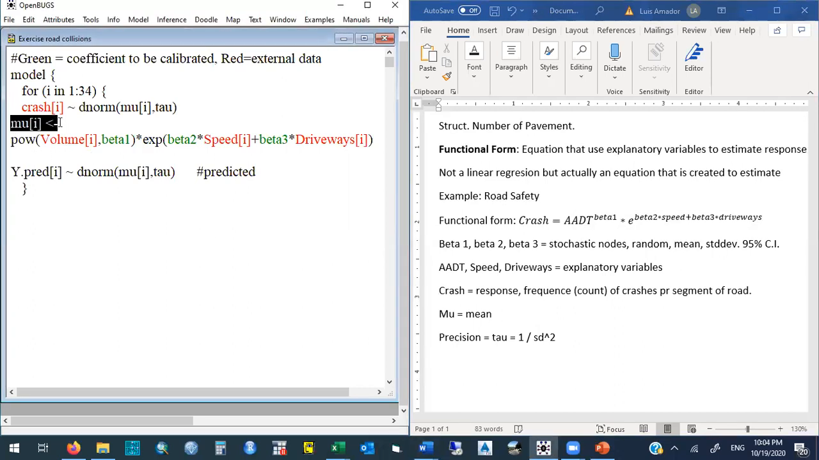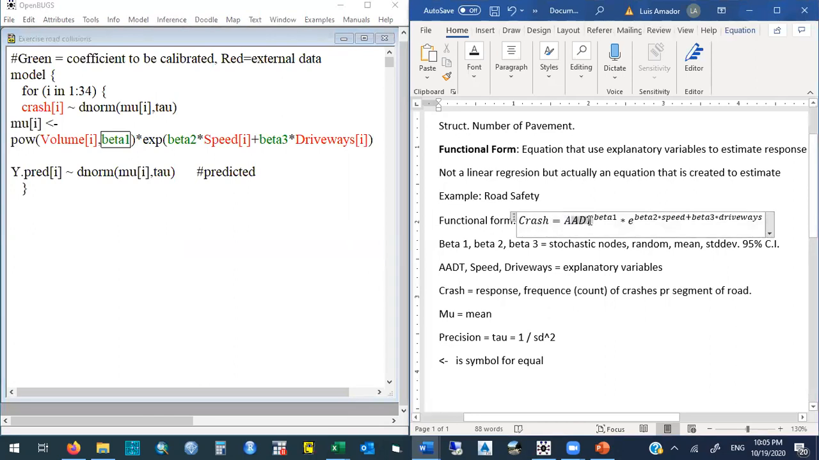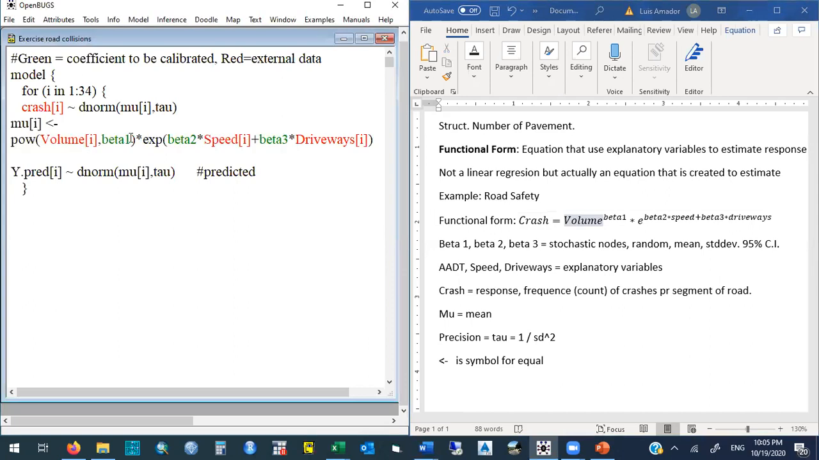The next one is defining how the mean, what is the equation behind the mean? And this symbol over here is the same as an equal. And then you have the power of ADT or volume to beta 1. So if I want to make that exactly to what I have there, I will type volume here. So this is my functional form, the one I have here, times the exponent, beta 2, speed.